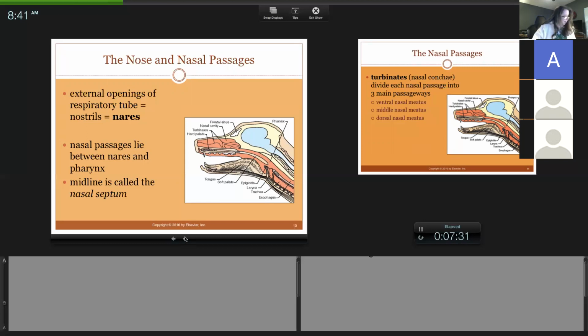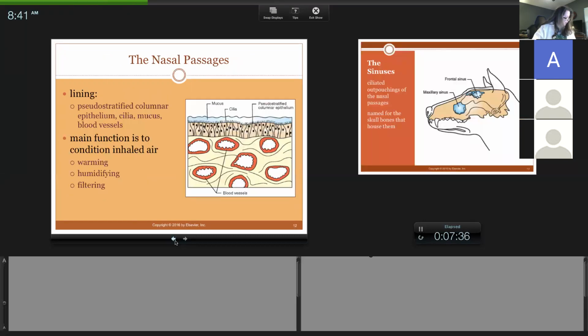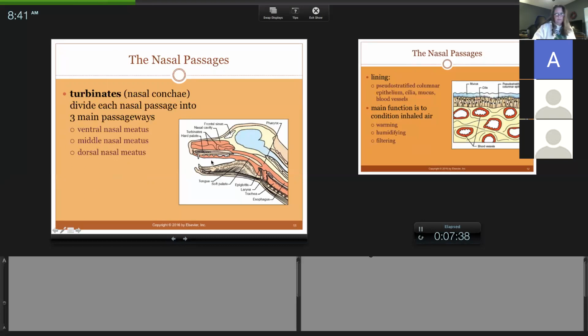Now this one, I always get questions in class. Let me mention, since I'm on this picture, remember the turbinates are the swirled bones in the nose, the air passages where air moves. The only landmark that I wanted you to know as far as the nasal passages is the ventral nasal meatus. Does anybody remember why I wanted you to know that? Why is that particular landmark important?